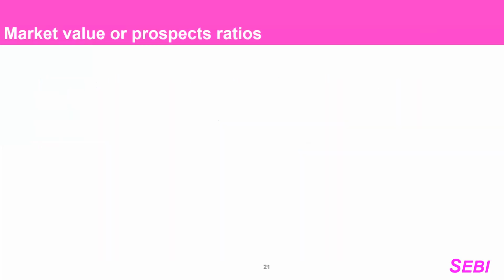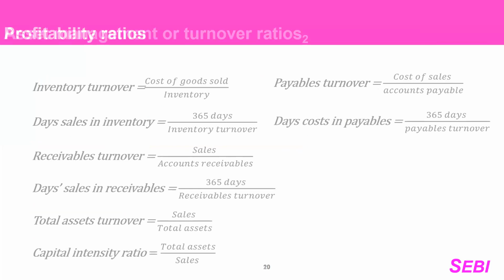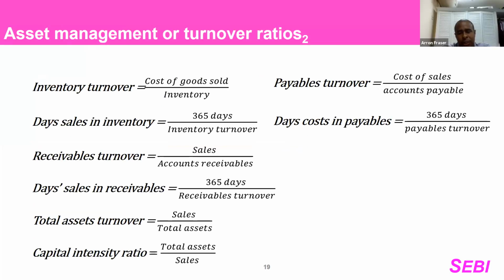Sir, can you please repeat what is a capital intensity ratio? I didn't get to hear that one. Right. So the capital intensity ratio is a measure of how much assets you need to get $1 of sale. Okay, sir. Thank you. You're welcome.